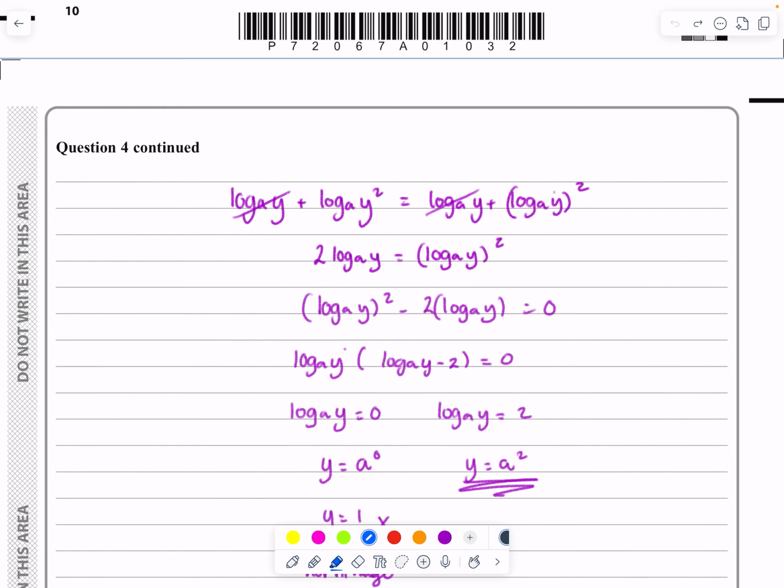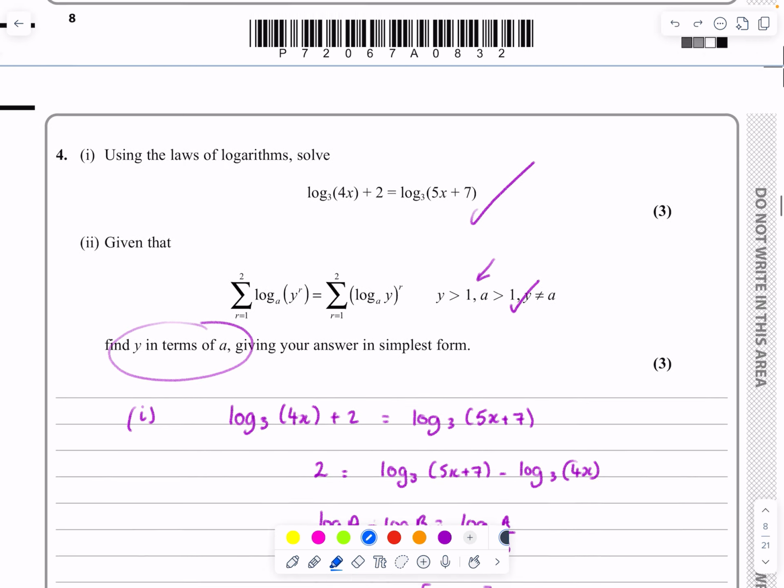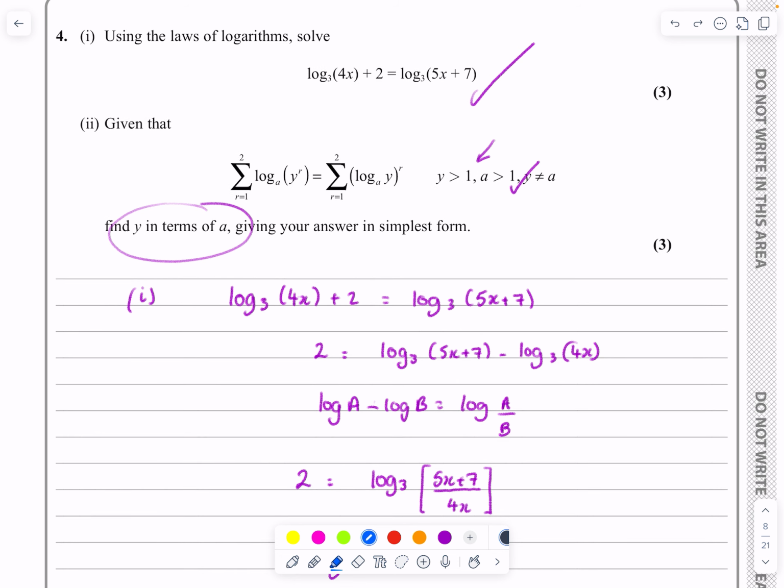But, you know, they're designing the questions for us to be able to do it, so I had every confidence as I was going through that I'd go so far and then I'd be able to look at it and say, oh, I can see what to do next. Right, hopefully that makes sense. Not the most straightforward of questions, but hopefully you manage with that one.